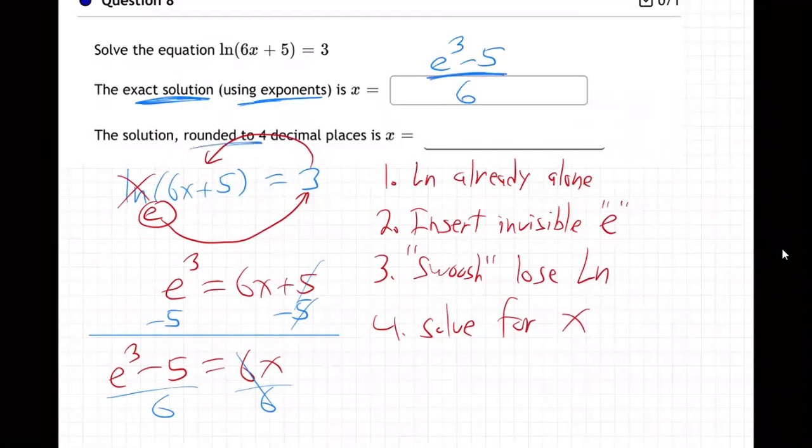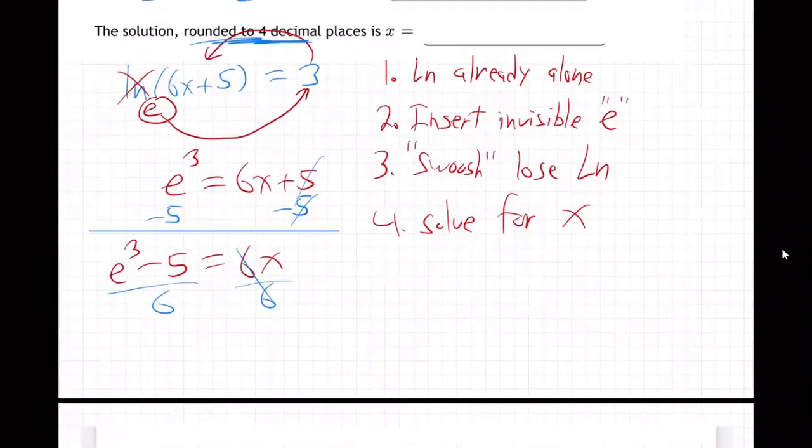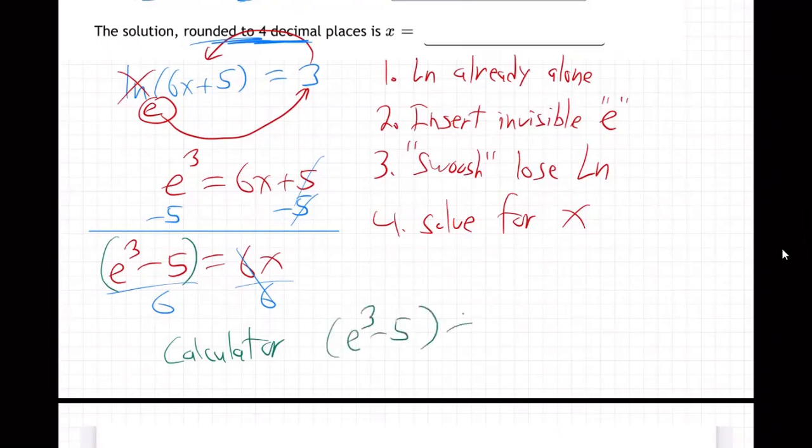And then they want the solution rounded to 4 decimal places. So now I've got to also do it on my calculator. Remember, when you do it on your calculator, you've got to put parentheses around the numerator. Why? And not the bottom. Why? Because there's more than one item in the numerator. So if you have more than one item, top or bottom, then you have to put parentheses around that top or bottom so that your calculator knows that whole part is the top or the bottom. So do that on your calculator.